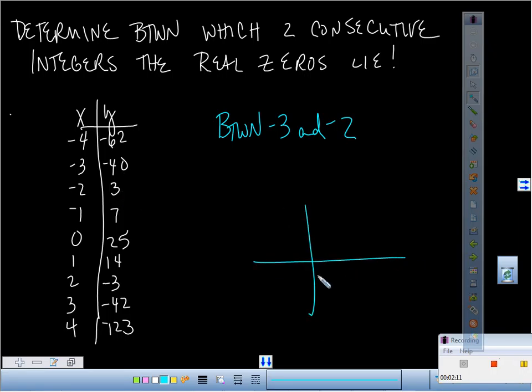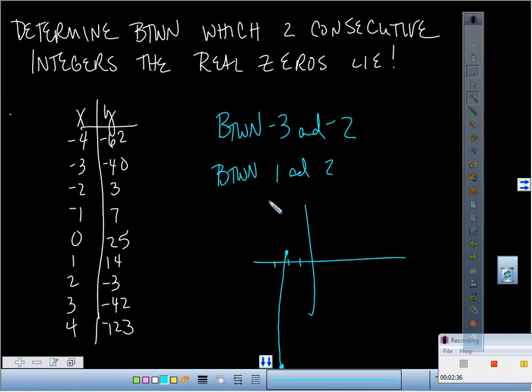Guys, if you're on a graph and you went from -3, -40, way down here, to -2, +3, way up here, guess what it had to do somewhere in between those 2 points? It had to cross the x-axis. Okay? Where's my other one? Between 1 and 2. Now, is that hard to do? That's not hard, is it?